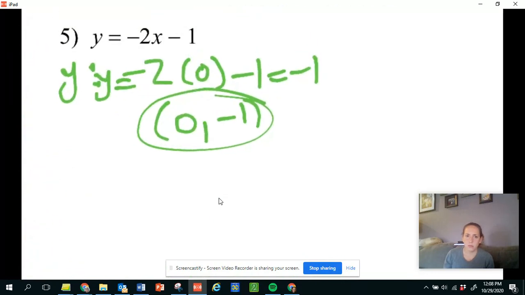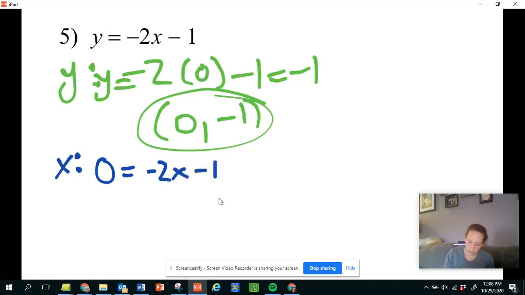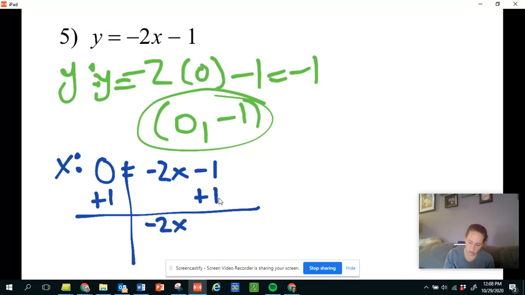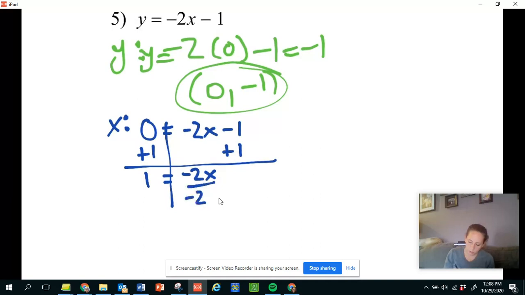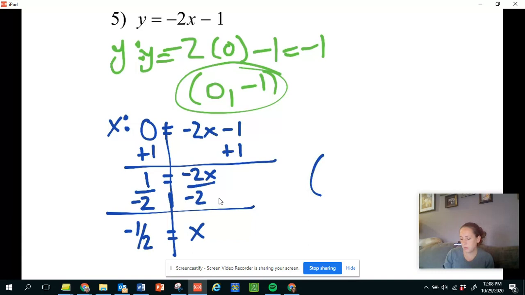So for this one, again, I'm plugging in 0 for y because the x-intercept happens when y is 0. And then I have to solve it for x. So I'm going to add 1 to both sides. And then I have to divide by negative 2. So in this case, my x-intercept is negative 1/2 or negative 0.5. You can get fractions or decimals, just so you know it does happen.